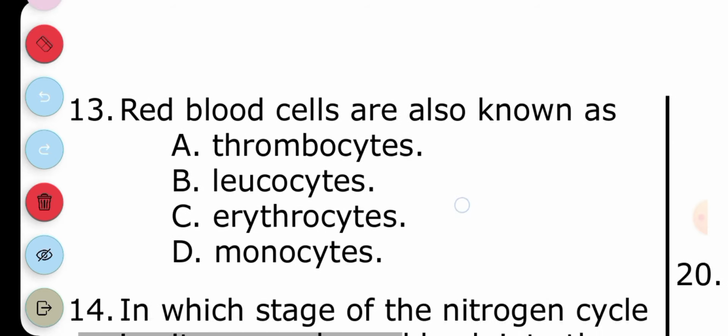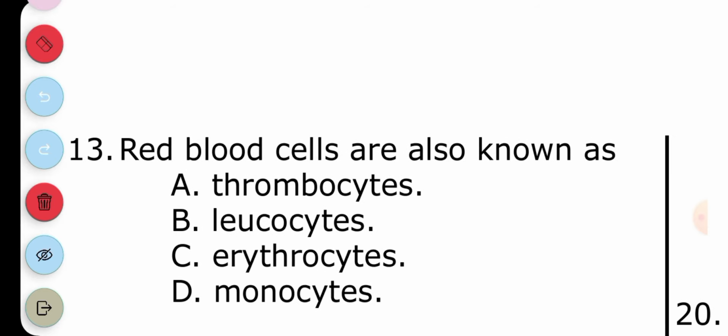Question 13. Red blood cells are also known as A, Thrombocytes, B, Leukocytes, C, Erythrocytes, D, Monocytes. And the answer to question 13 is C, Erythrocytes.